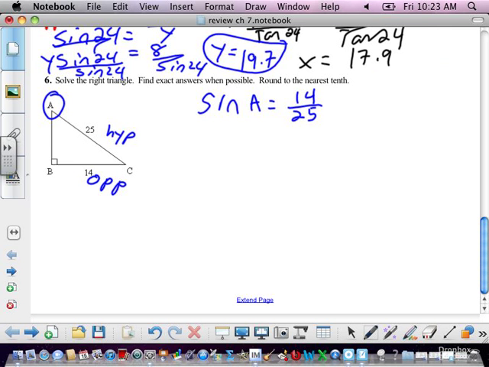So what kind of sine are we going to put in there, regular or inverse? Inverse, because we're looking for the angle. So we get approximately 34.1 degrees. Make sure you put degrees.